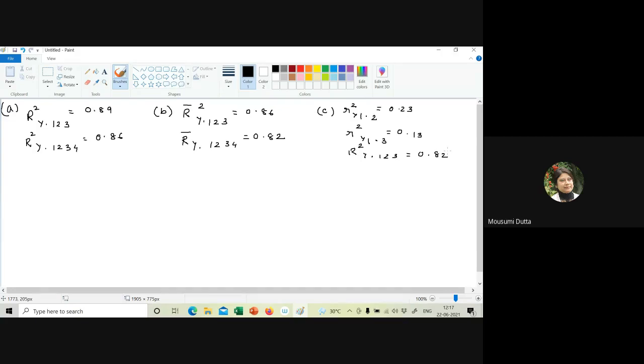Okay, so what do you think? Do you think that any error has been committed or not? Before going to that, what does y dot 123 mean? What does y dot 1234 mean?